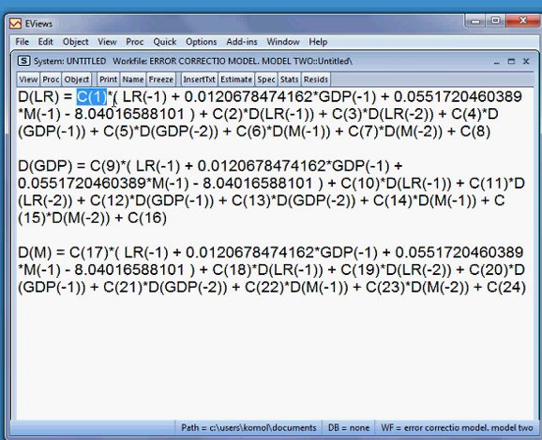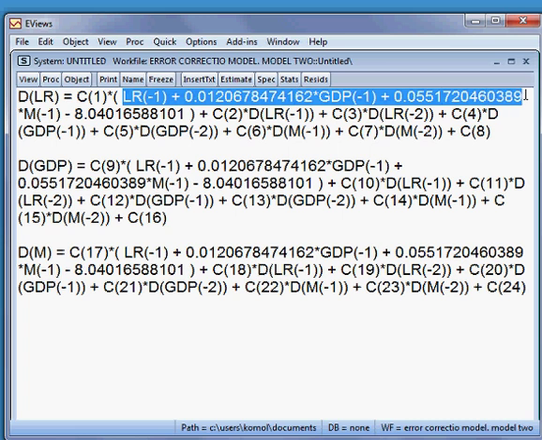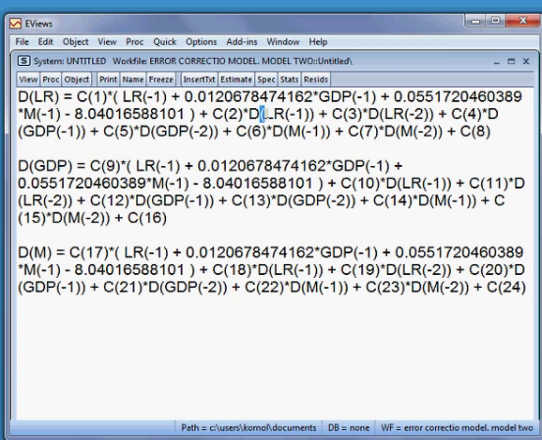And what is C1? C1 actually is the coefficient of the co-integrated model. It is the co-integrated model from here to here. That is the co-integrated model, right? And C1 is the coefficient of this co-integration model. And C2 is the coefficient of this variable. C3 is the coefficient of this variable. And what is C8? C8 is the constant of this model. So this is our whole model from here to here, right?